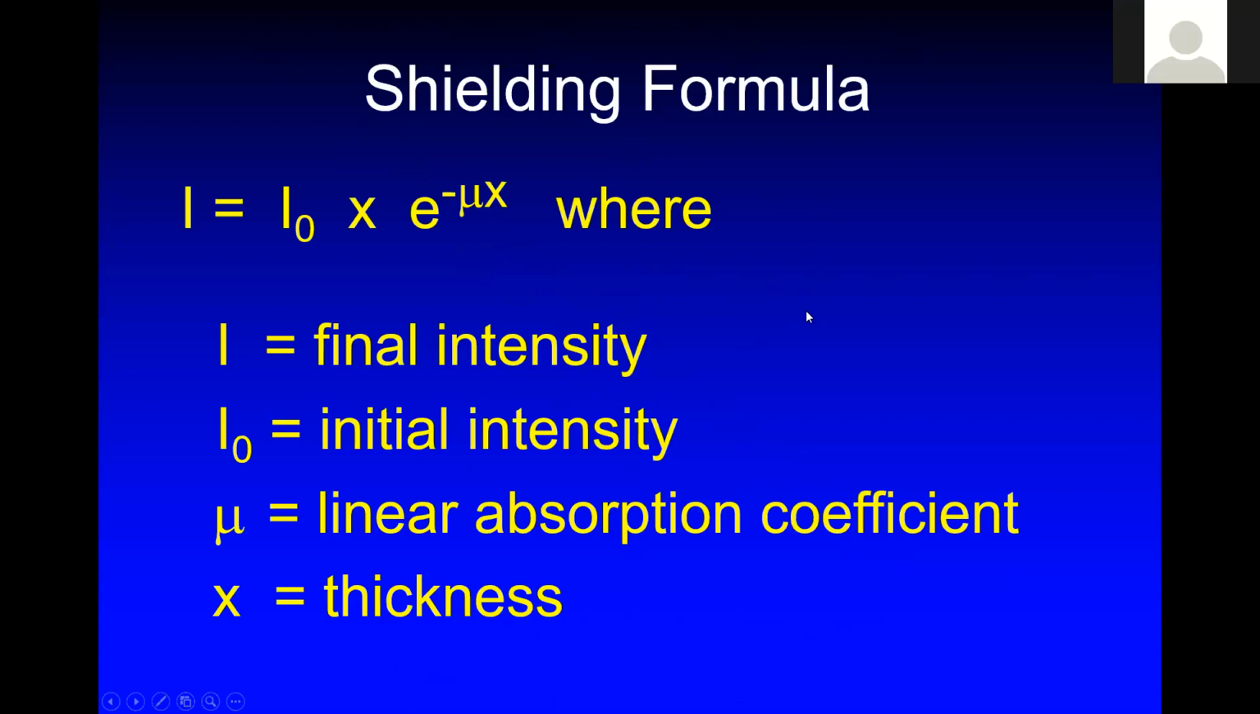Okay. Now, this equation is the shielding formula equation. Final reading equals initial reading times e to the minus mu x, just like activity equals activity 0 times e to the minus lambda t. The format of this is e to the minus constant times variable. Mu is the linear absorption coefficient. That's a constant. x is the thickness, which is the variable, just like lambda was the decay constant, and t was the elapsed time.